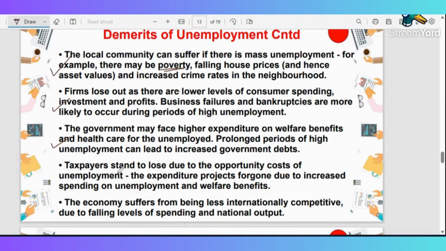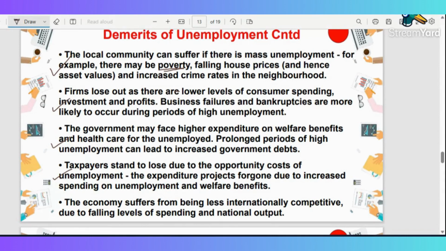Now also the taxpayers stand to lose, right? Due to the opportunity cost of unemployment: the expenditure and products foregone due to increased spending on unemployment and welfare benefits. So we are paying our tax money, right? Remember that taxation is the cost that the government incurs on us. So we pay taxes to the government, and for the government that's revenue. That's their income. That's what they use to build up the things in the country.